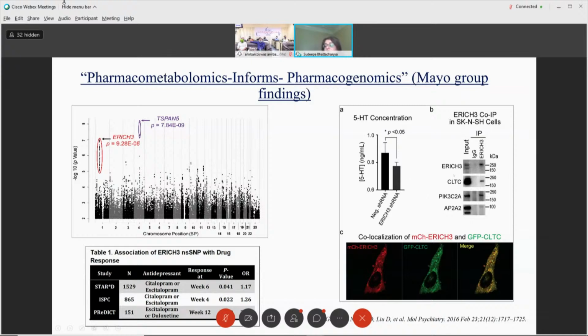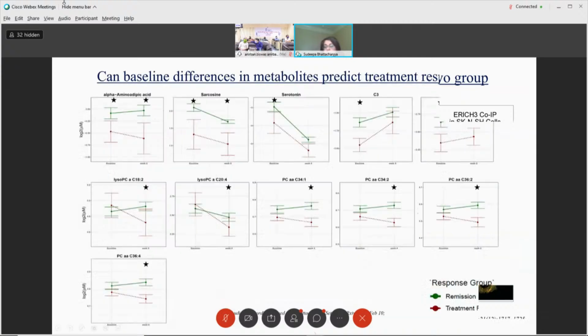And they also found that the ERICH3 gene co-localized with some other proteins, and all of these proteins, as shown here, were involved in vesicle transport and synaptic vesicle reuptake. So definitely these have implications in neurodegenerative and neuropsychiatric disorders. So it was a nice piece of work that was published in Molecular Psychiatry a few years back.